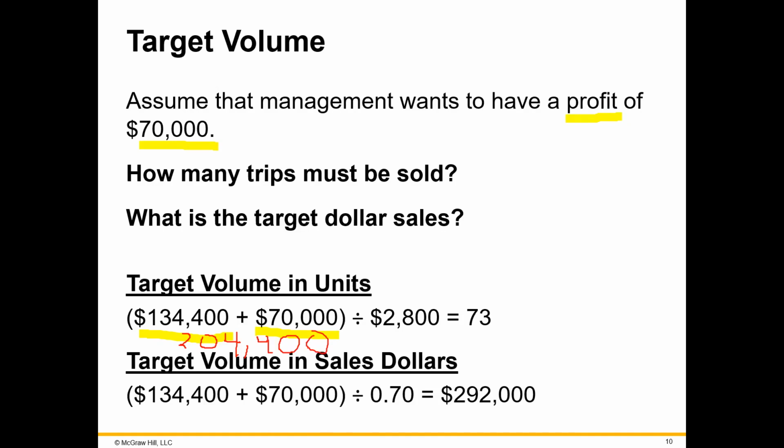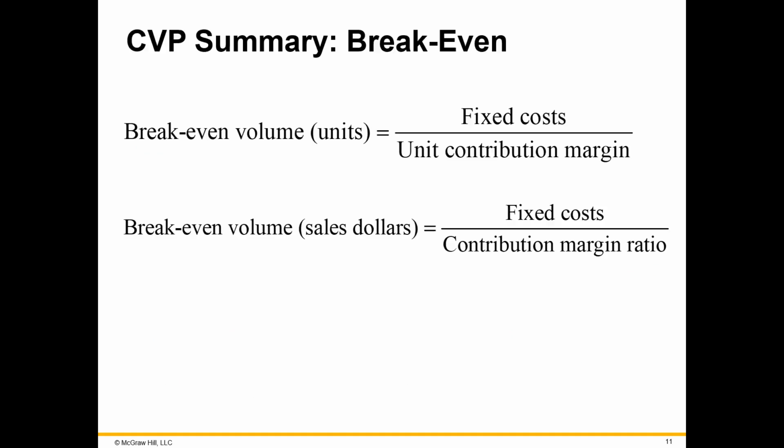$204,400 divided by $2,800 equals 73 trips. And then we take that 204.4, divide that by 70%, and so our sales dollars is $292,000. And we can check our work because we know that each trip is $4,000, and we multiply that by 73, and we get this figure, 292.